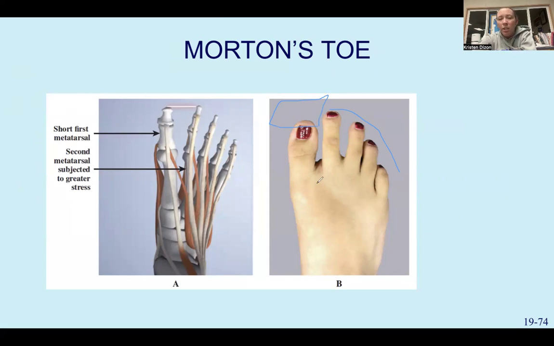The reason why this is such a big problem is normally you should put more pressure on your big toe. If your big toe is smaller, you're going to put a lot of pressure on the middle of your second toe, and your body is not meant to put that much weight on it.